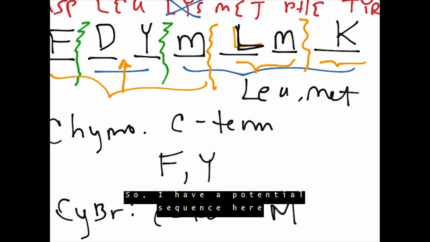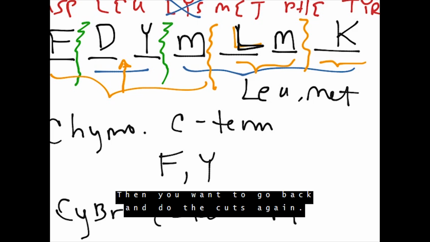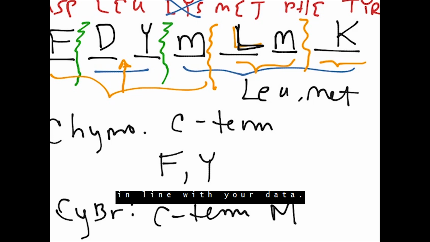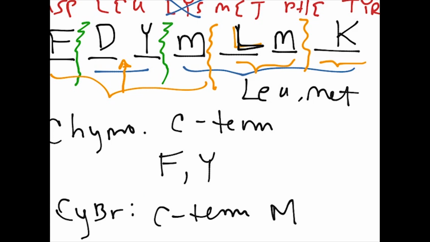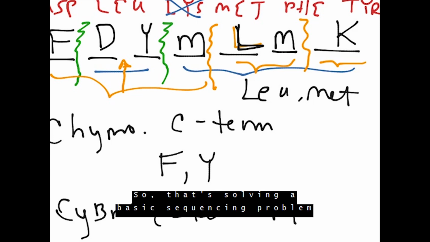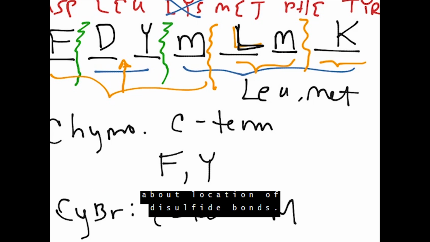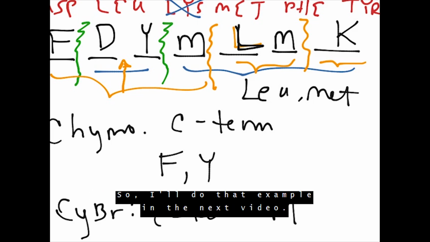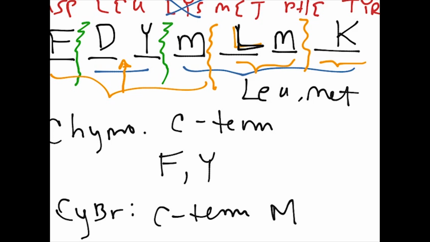So you go back then once you've got the data. So I have a potential sequence here for my small peptide. Then you want to go back and do the cuts again and make sure that the sequence you have is in line with your data, that it makes sense. So that's solving a basic sequencing problem where you don't have to worry about location of disulfide bonds. So I'll do that example in the next video.